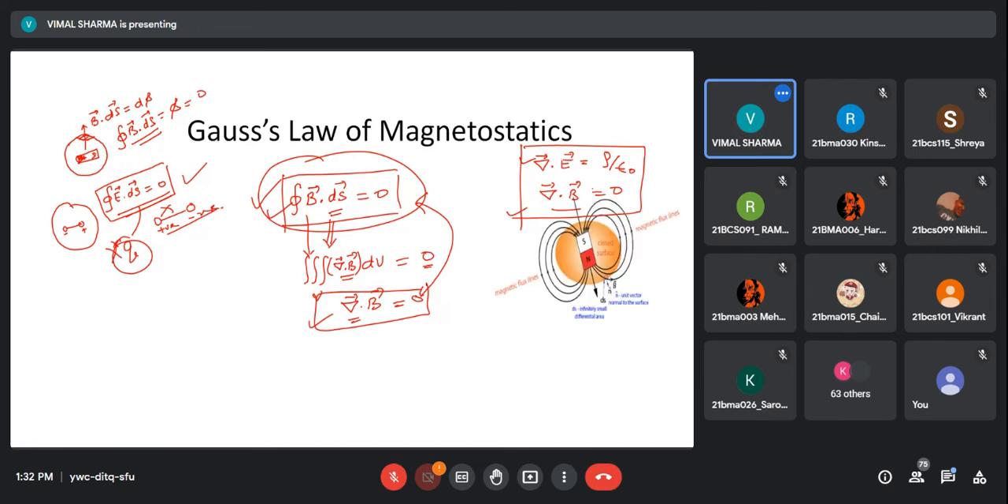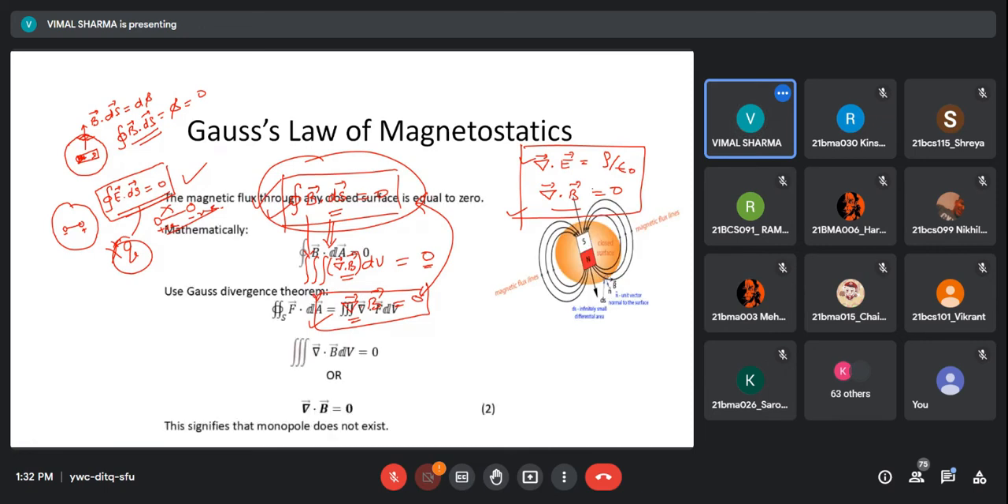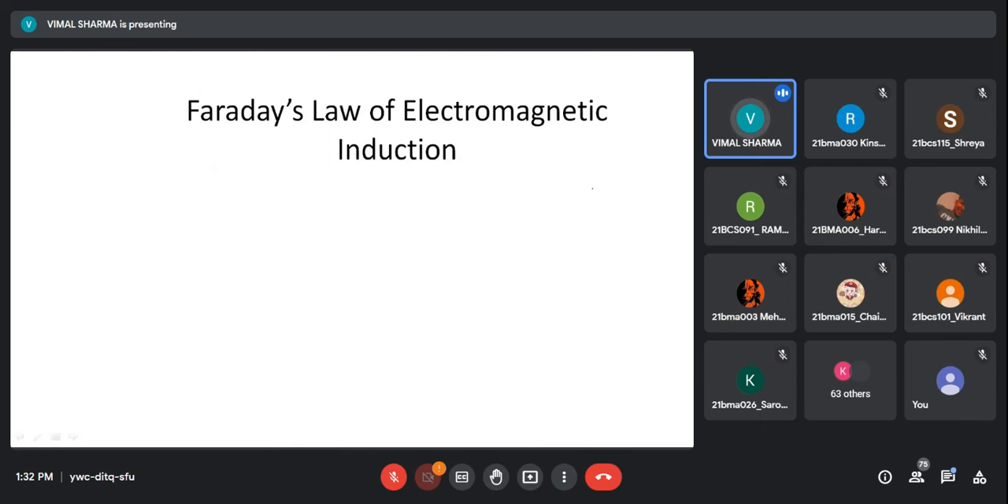Now let us go to another law. These are laws which are called Maxwell equations. है ना? तो हम Maxwell equations की बात कर रहे हैं. These are the first two Maxwell equations. Gauss law of electrostatics is the first Maxwell's equation, integral form of Maxwell's equation, and Gauss law of magnetostatics, that is Maxwell's second equation.